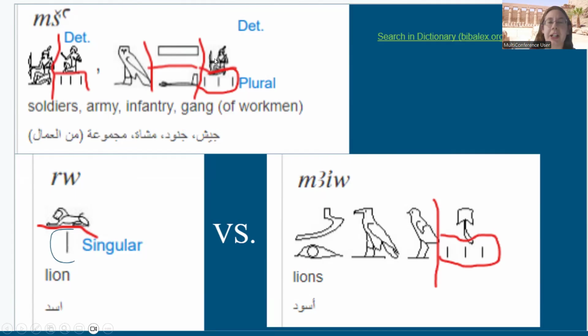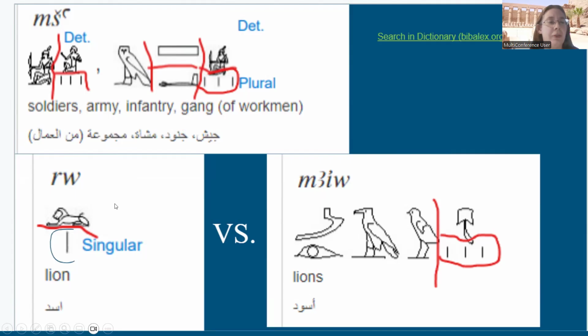And then at the end of the word, you have a determinative. This is also one of those things where you have an image that can be a unilateral, or sorry, a trilateral, or a determinative. In this case, it's the determinative that clues you in that this figure is a career, a job of some kind. And then you have the plural strokes down here.